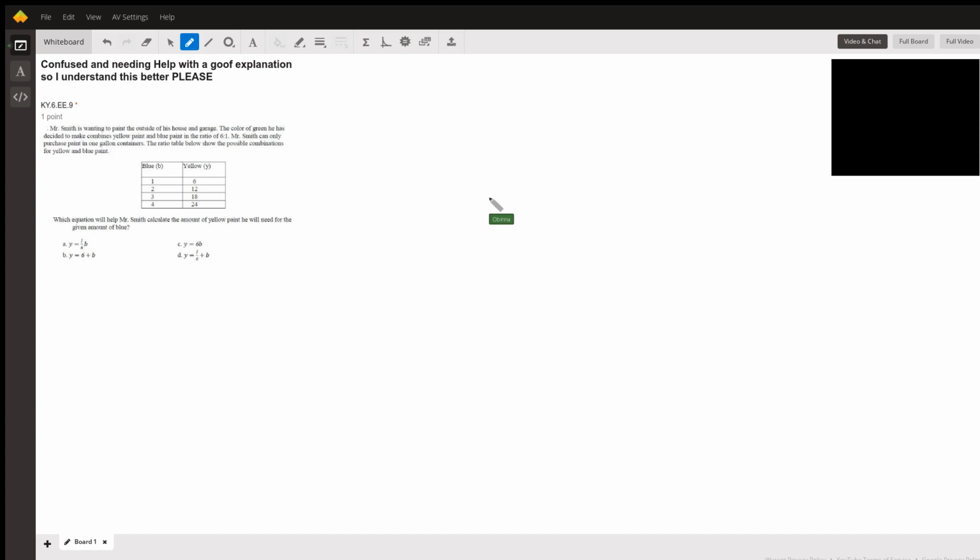Mr. Smith can only purchase paint in 1 gallon containers. The ratio table below shows the possible combinations for yellow and blue paint. Which equation will help Mr. Smith calculate the amount of yellow paint he will need for the given amount of blue paint? So we have multiple choice, right? So we can work with these multiple choice answers, or we can just look at the information and try to figure out from there.